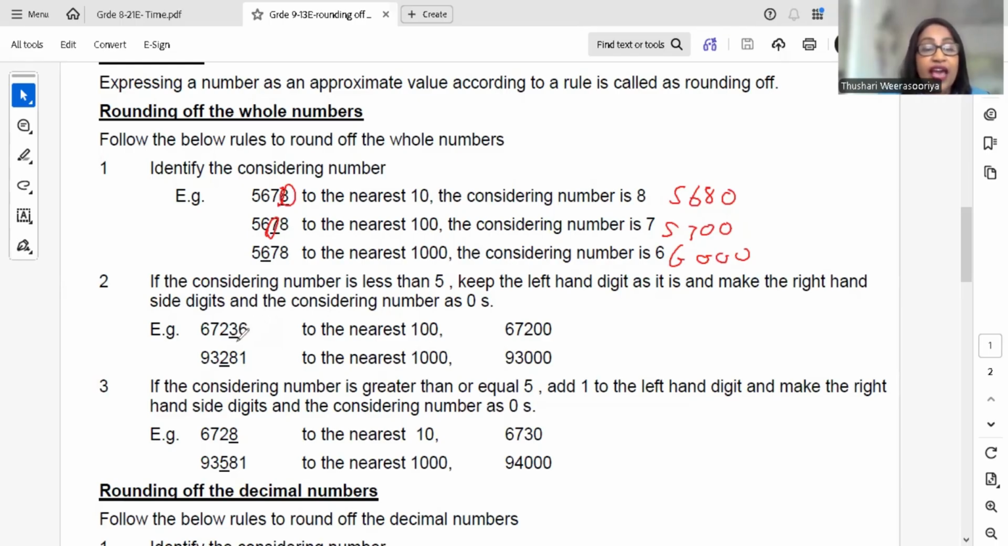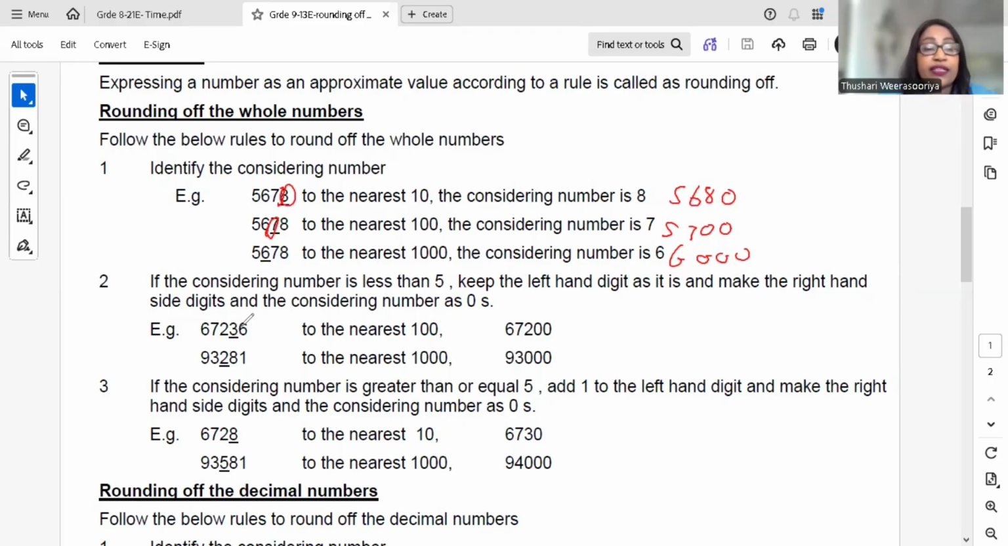Then the number to the nearest 100: 3. Less than 5. You don't add anything. If it is less than 5, you don't add anything. The first step: you must know how to identify the considering number. For 10, the last digit. For 100, the one before the last. For 1,000, two before the last, the third number from the last.